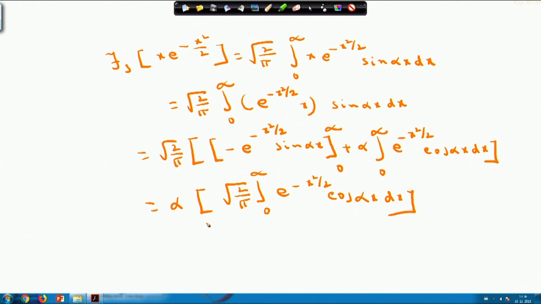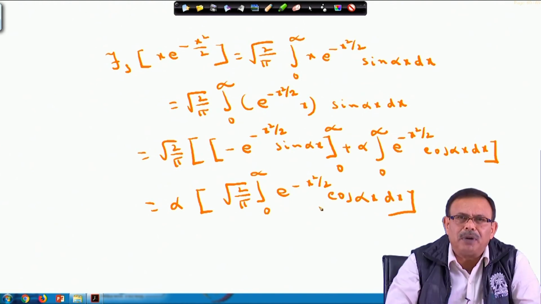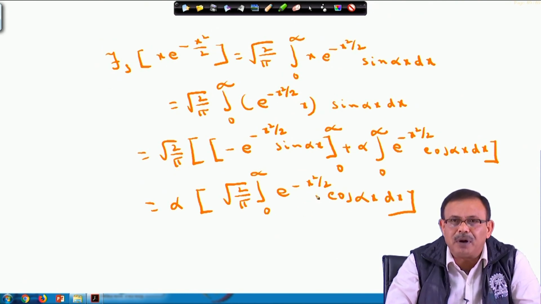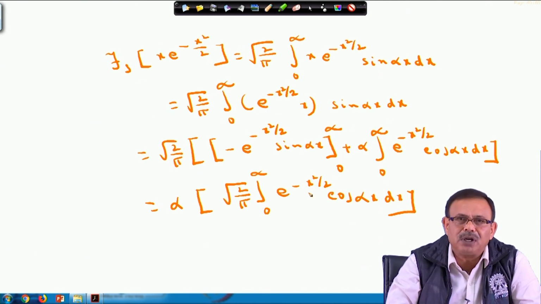So, in the second integral, I am writing alpha into root over 2 by pi, 0 to infinity, e power minus x square by 2 into cos of alpha x by 2. And please have a look at this integral, 0 to infinity e power minus x square by 2 into cos of alpha x dx. What is this? This is nothing but the Fourier cosine transform of e power minus x square by 2.